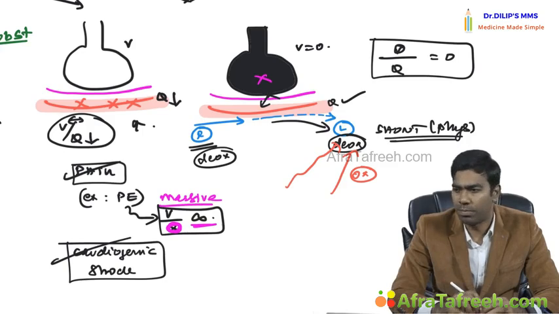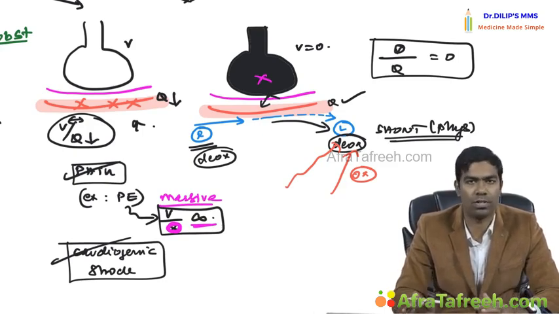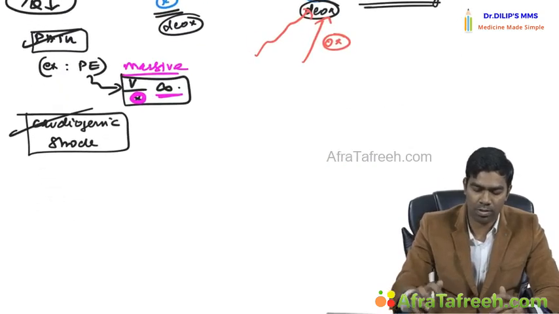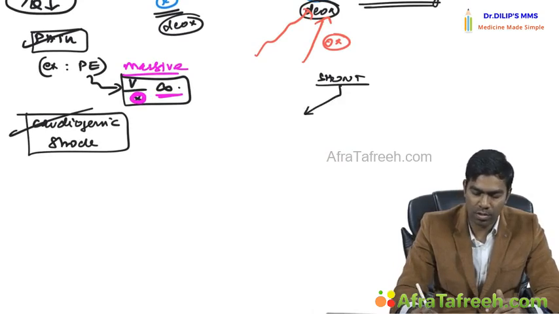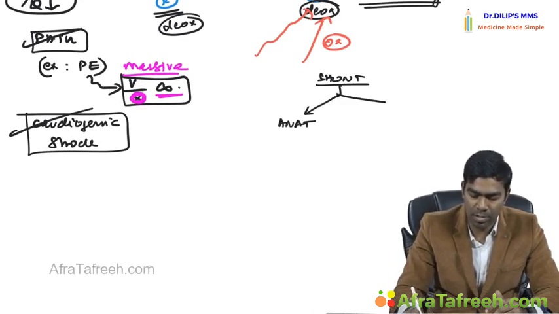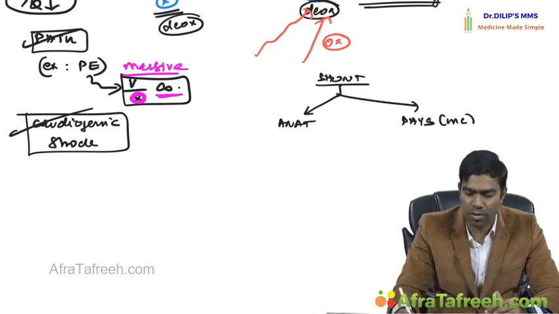Clear? So what do you mean by a shunt formation? Anywhere you mix an oxygenated blood with a deoxygenated blood, that is equal to shunt. It could be physiological or it could be anatomical. Let us see what the causes are. Whenever you talk about shunt formation, I can tell two types of causes. One is an anatomical shunt formation and the second one is a physiological shunt formation. Physiological, even though, tends to be the most common.